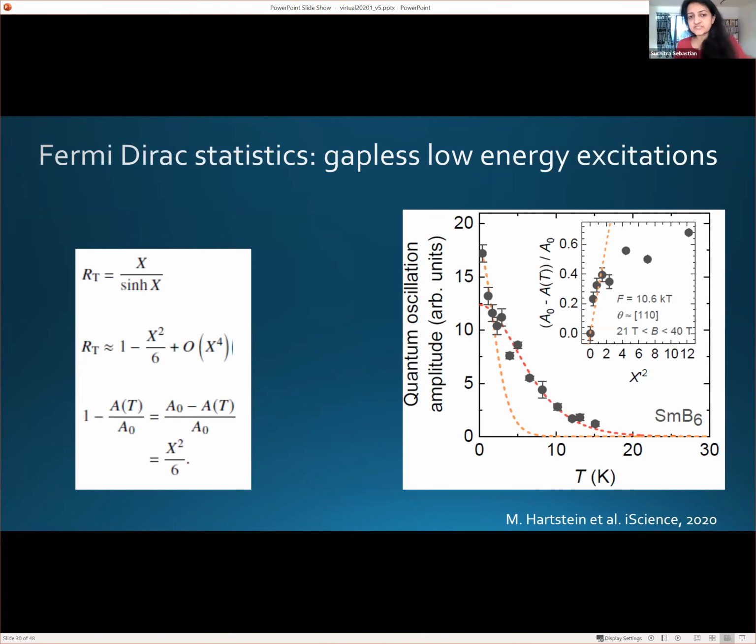So you can expand x over sinh x to the lowest order in terms of polynomial, so it'll be roughly quadratic in the x term. And so we plot the lowest range of temperatures, the amplitude difference in the lowest range as a function of x squared, and you can see this conforms to what you would expect for Lifshitz-Kosevich. But importantly, the amplitude is increasing at low temperatures, which is inconsistent with gapped models.